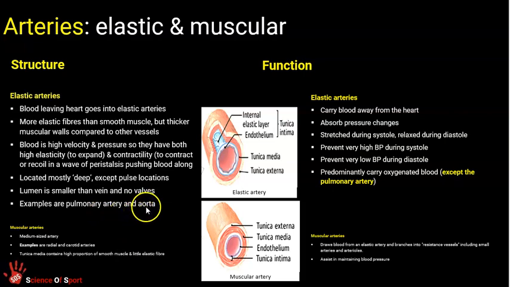The aortic blood is oxygenated. It's been to the lungs, it's come back into the left ventricle, into the left atrium, it's been ejected from the left ventricle and goes out in the aorta, out to the body to be used.